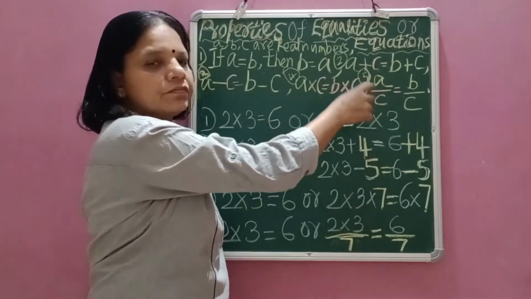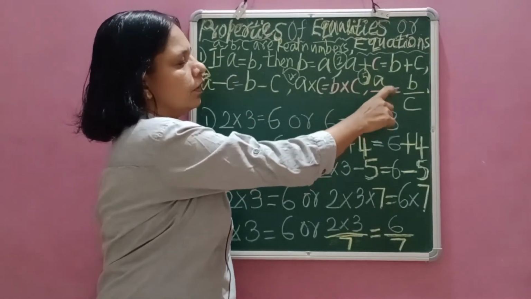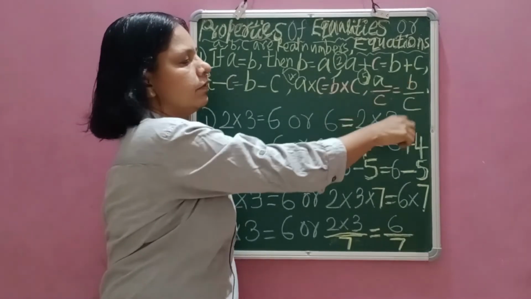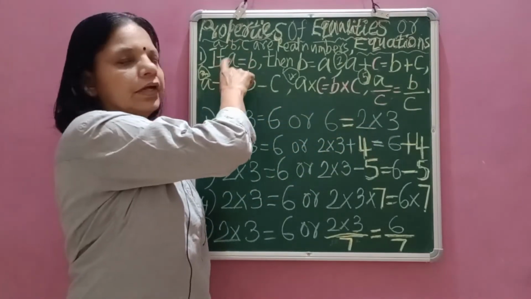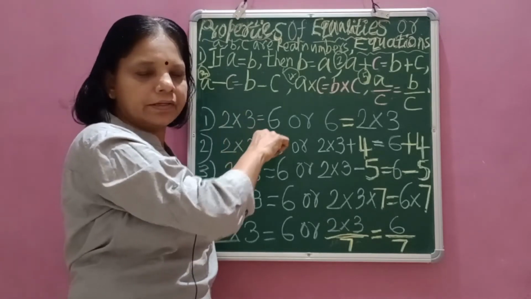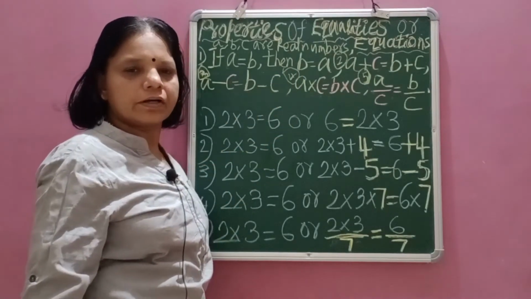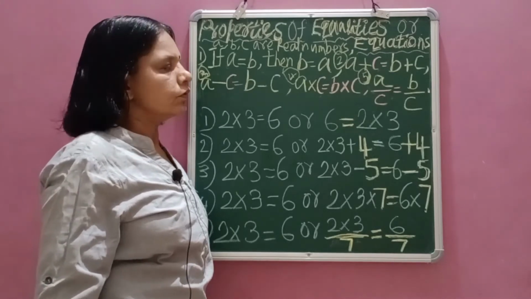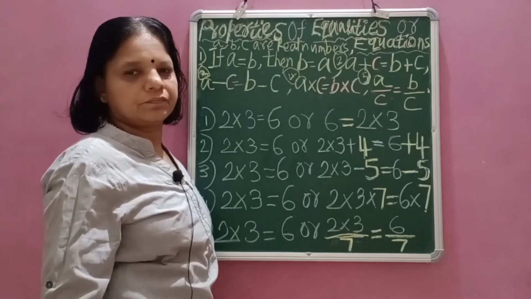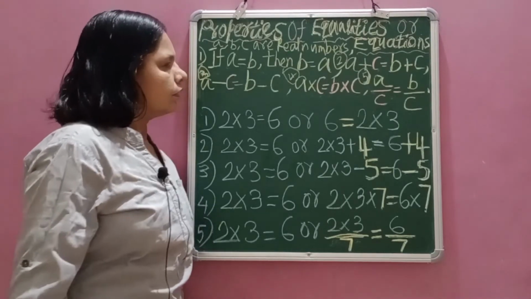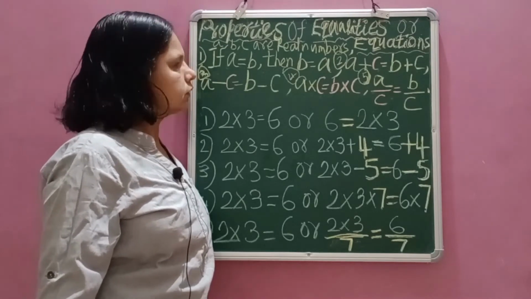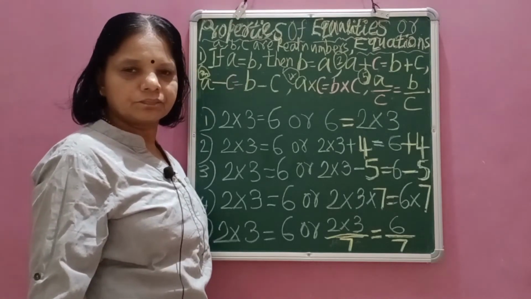Next one, division. A upon C equal to B upon C, or A divided by C equal to B divided by C, if A equal to B. So what is that property? We can divide the same number or expression on both the sides of the equation or equality. These are the important properties of equality or equations.